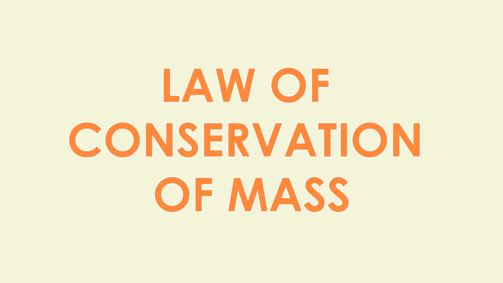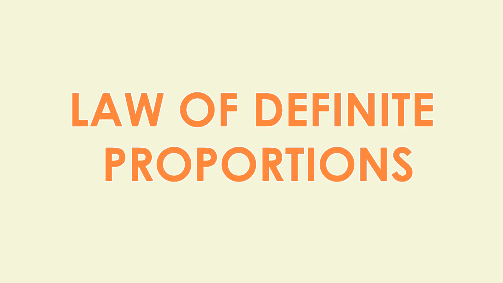Dalton hypothesized that the law of conservation of mass and the law of definite proportions could be explained using the idea of atoms. He proposed that all matter is made of tiny indivisible particles called atoms, which he imagined as solid, massy, hard, impenetrable, and movable particles.